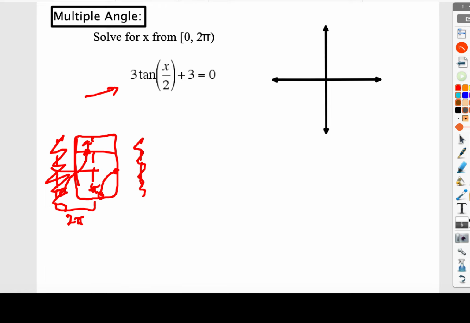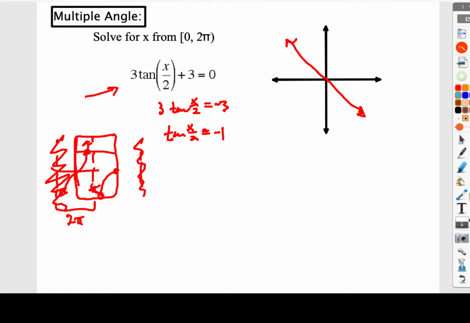So let's go ahead and take a look at this. And again, you don't necessarily have to draw out the tangent, because watch what I do. Let's subtract 3 and divide by 3. So I'm going to start by subtracting 3. The tangent of x over 2 equals negative 3. Divided by 3, that means that we're equal to negative 1. Then we would take our inverse tangent, or we would imagine on our graph, when is the tangent equal to negative 1? Well, remember, the tangent is negative in quadrants 2 and 4.